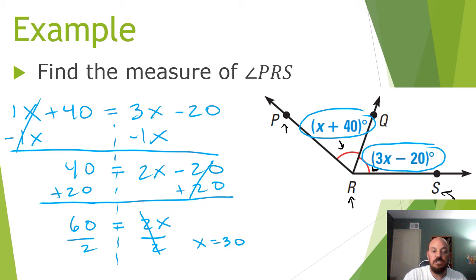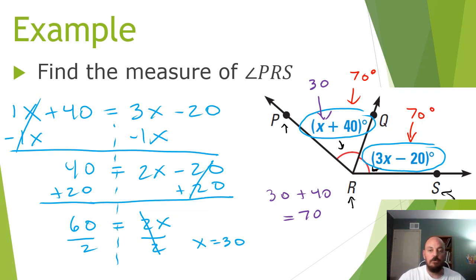So what I would probably do now for the next step is take that answer, x equals 30, pick one of the two angles, it actually doesn't matter which one, and substitute 30 for x. So if I wanted to find angle PRQ, not the answer to the question, but that angle up top, if I substitute 30 for that x, I get 30 plus 40, which is 70. So this angle right here is 70 degrees. Now remember, they're equal. So this angle right here is also 70 degrees.